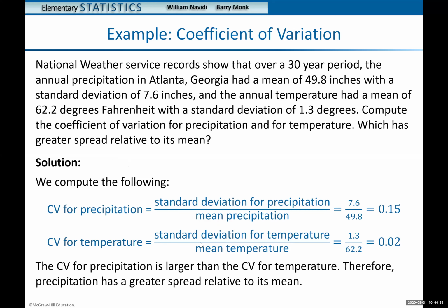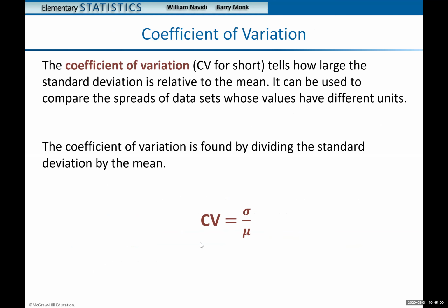There's no shortcut for this, it's just the standard deviation over the population mean. So CV, or coefficient of variation, tells how large the standard deviation is relative to the mean. So again, standard deviation over the mean.